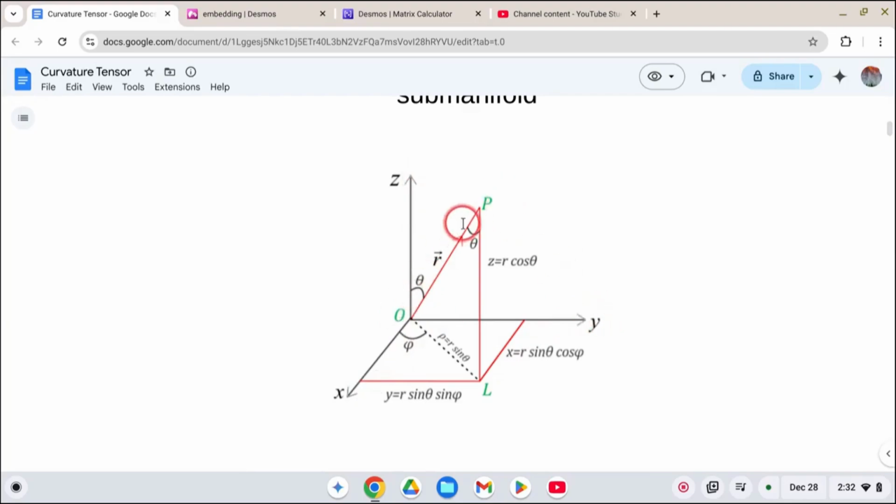Now, you've all seen this before. There's a vector here which has these projections on these planes. You've got all these right angles, so you can define this as x, y, and z. So we're going to use these as our parameterization.